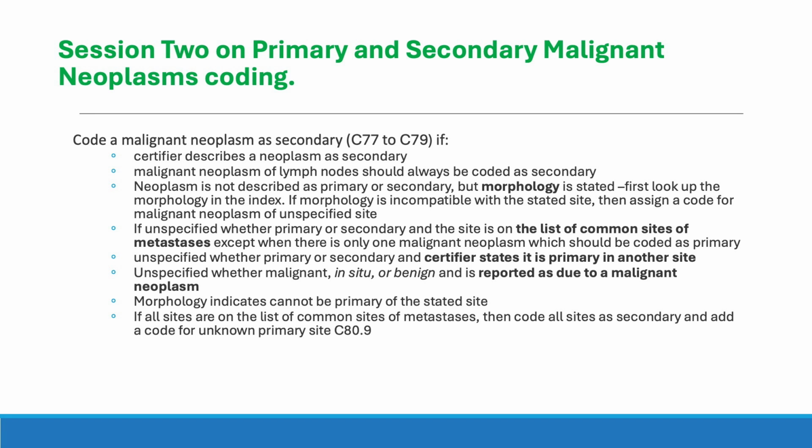Unspecified neoplasm reported as due to a malignant neoplasm or those with morphology indicating they cannot be primary at the stated site are coded as secondary. When all sites are common metastasis locations, they are coded as secondary with an additional code, C80.9, for the unknown primary site.